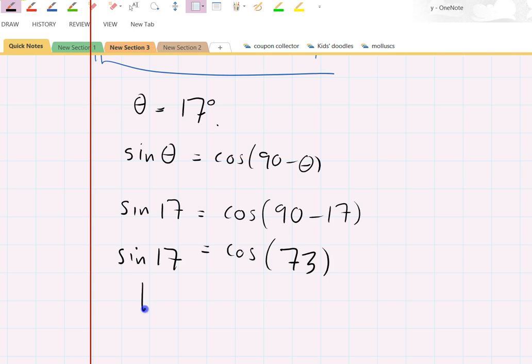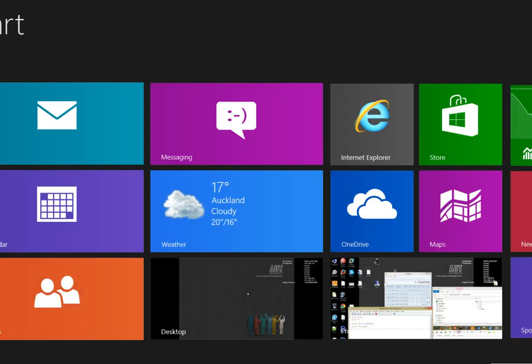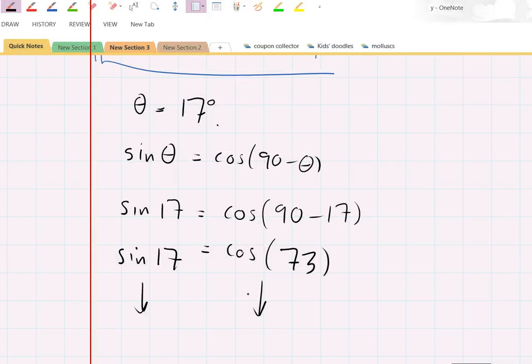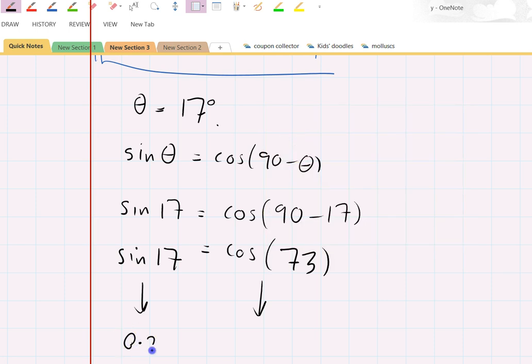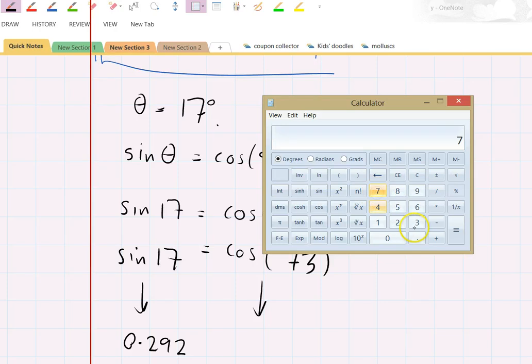Well, let's try that. Let's figure out what these are with my calculator, and then we'll see. Okay, so here's calculator. We'll look at this one first. 17 degrees sine. All these decimal places, I'll only record the first three, 0.292. Well, we better figure out cosine of 73 degrees now. Okay. 73 cos, 0.292.